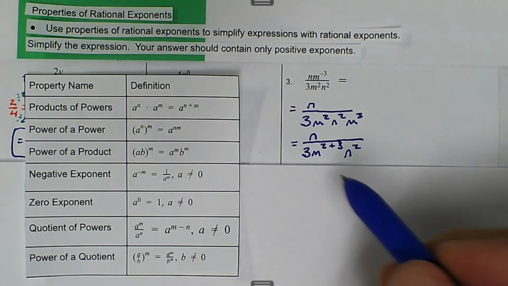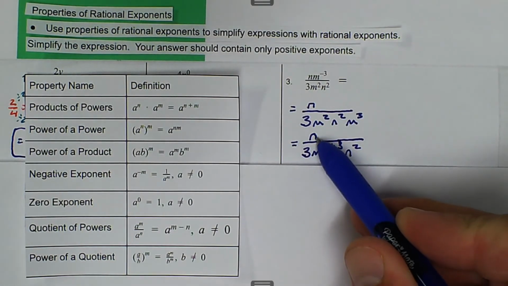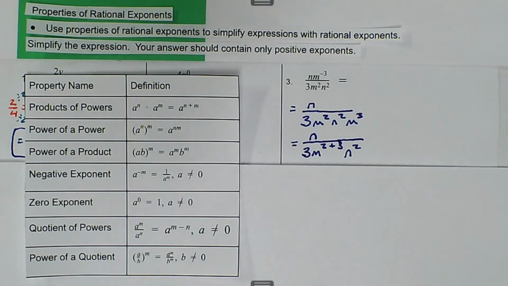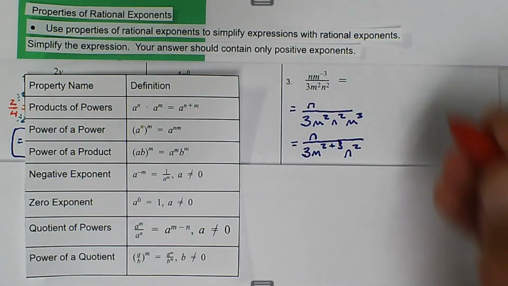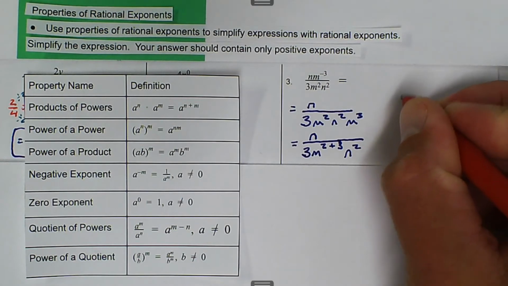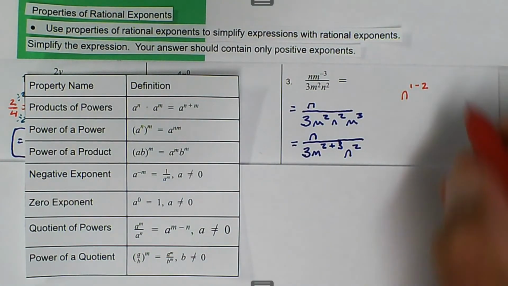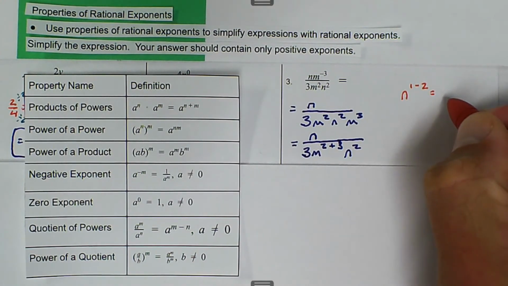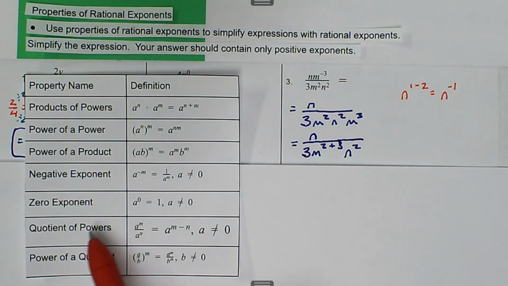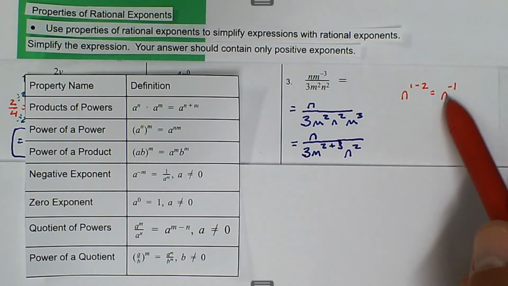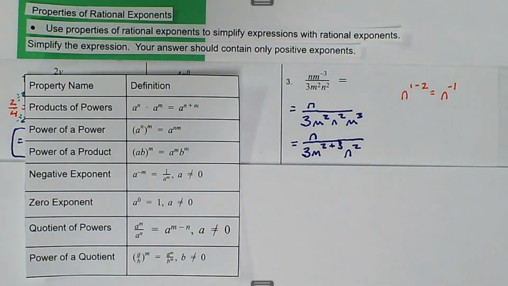So we have an n to the first power and an n squared in the denominator. So I can write that down as n to the 1 minus 2. So that is going to be equal to n to the negative 1. So I can use the quotient power, and I can write that n to the negative 1 in the denominator as 1.